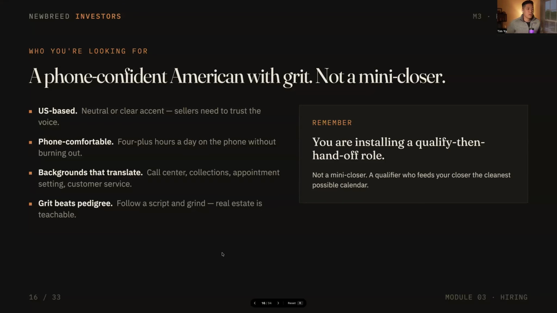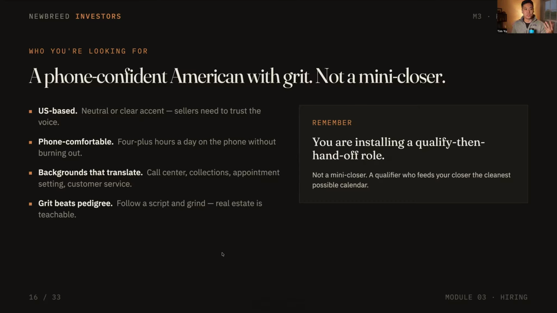Okay. Who do I look for as a setter? I look for somebody that is super confident on the phone, American, right? I don't like virtual assistants for this. Some of you guys have experienced good stuff with a setter that's foreign, but not me. I like the Americans. And remember, guys, they are not closers. You only want someone that actually can set appointments, and that's all you need. Okay? US based, neutral accent.